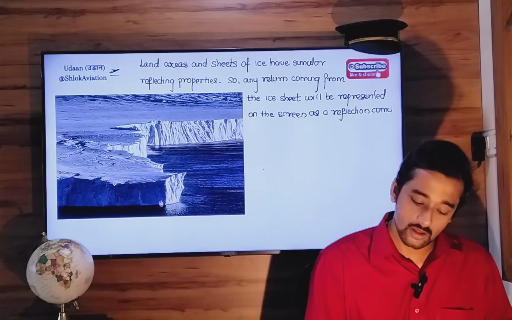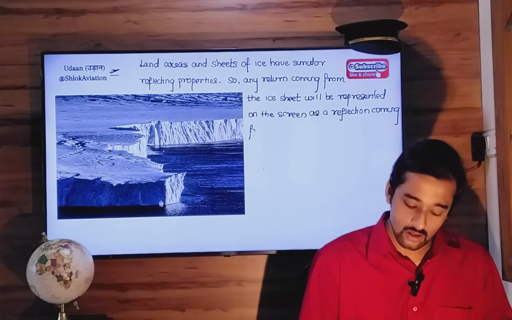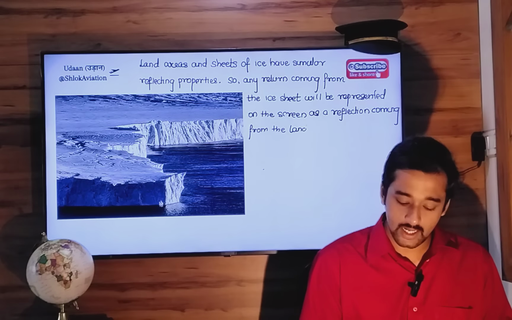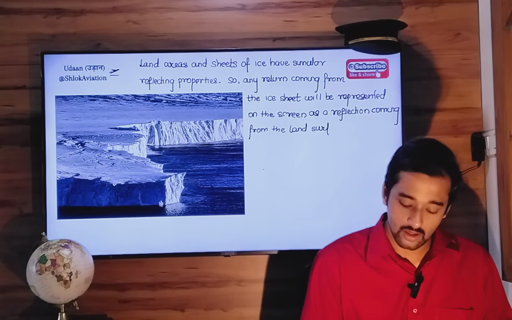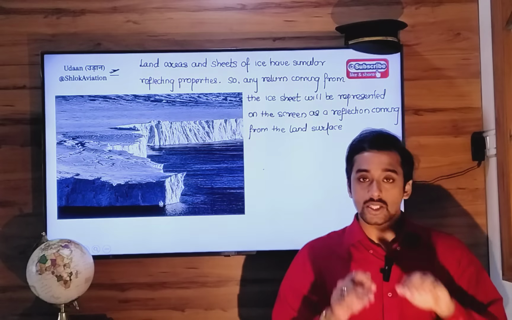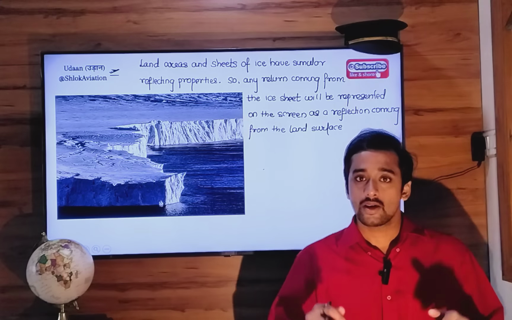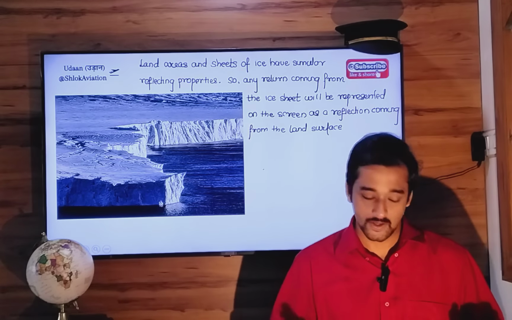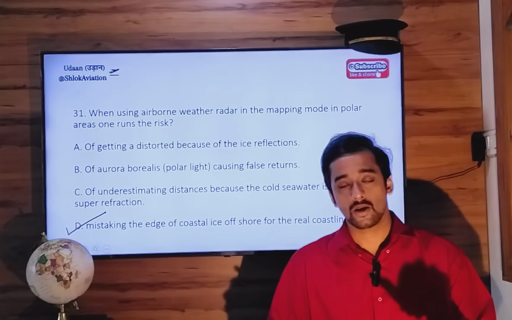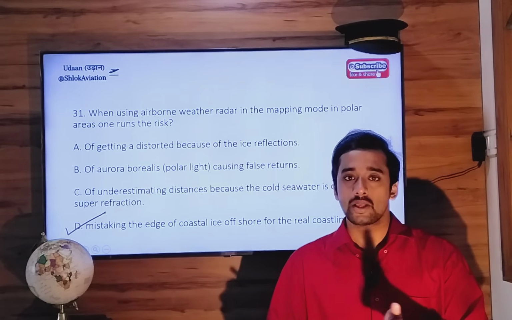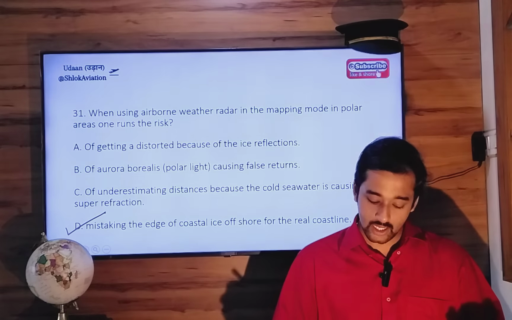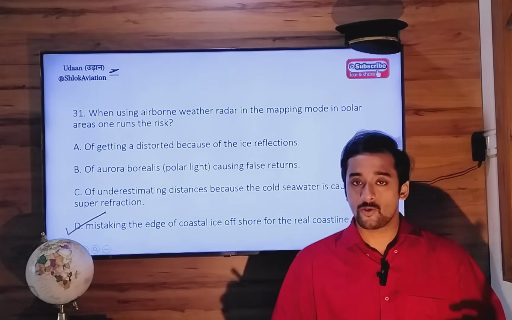Okay, so there is a tendency of mistaking a snow layer or ice layer for a land surface, right? So you may think that the actual ice layer on the ground may be thought to be a land surface. So that is one problem, making the edge of coastal ice offshore for the real coastline.